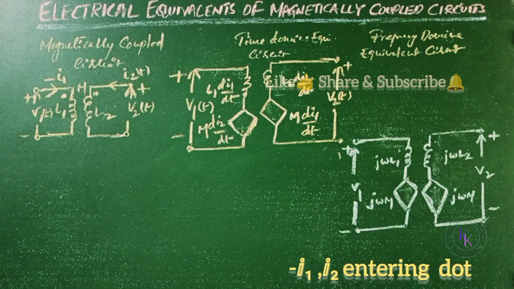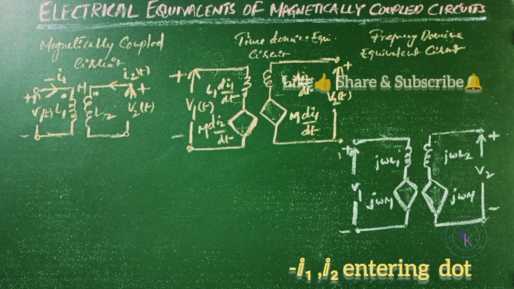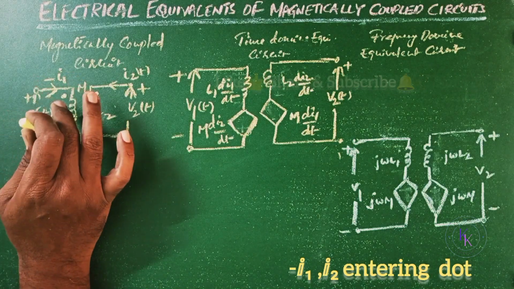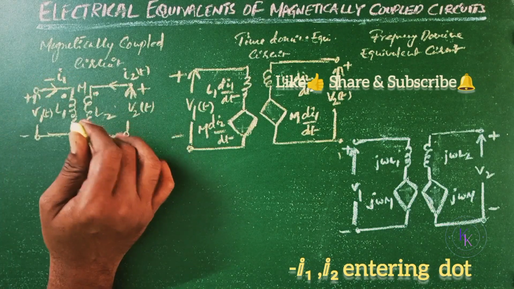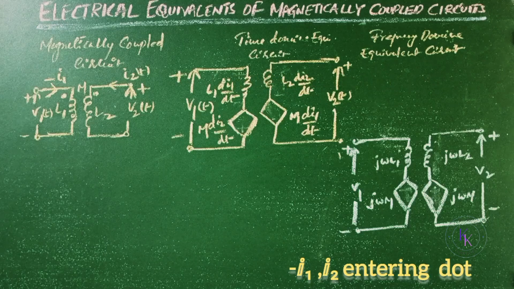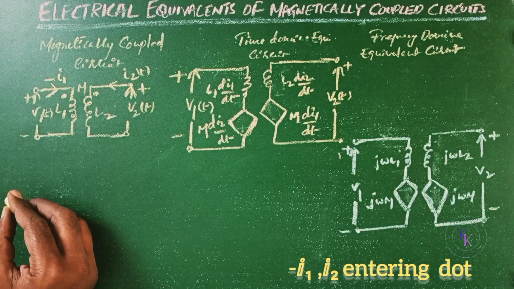Now consider a magnetically coupled circuit. Here you can see that minus I1 is entering the dot and I2 is also entering the dot. From the dot convention, the mutual flux is positive. But as I1 is negative, ultimately the mutual flux term in the right-hand loop involving I1 would be negative.